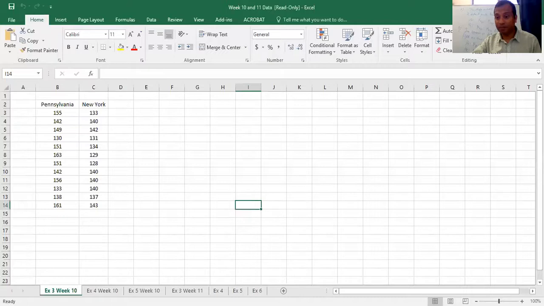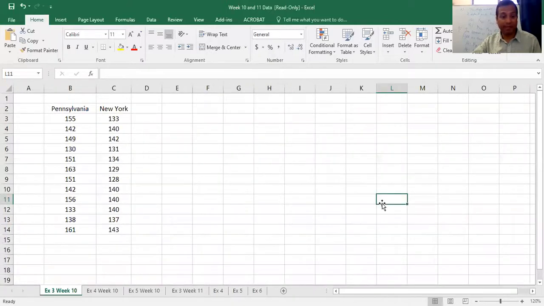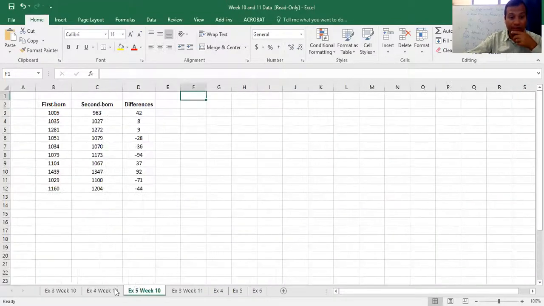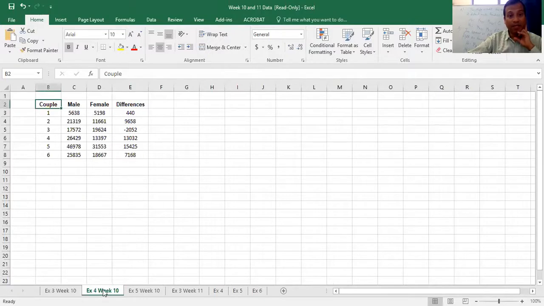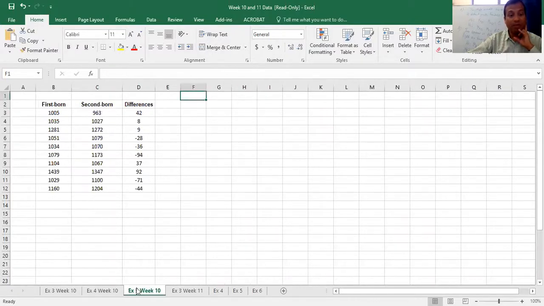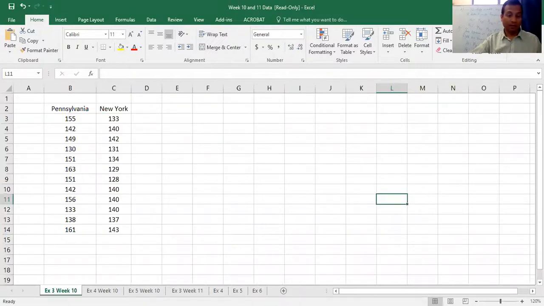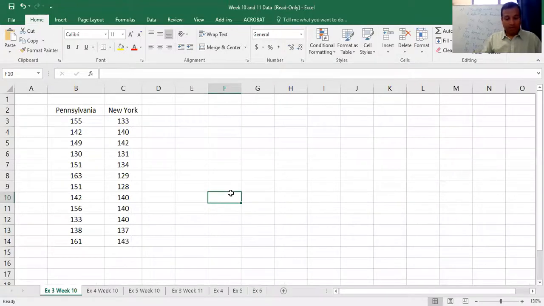So now I have 3 different Excel sheets, one Excel sheet containing exercise 3, exercise 4, exercise 5, 3 different data sets. Exercise 3 is for 2 different samples, one from Pennsylvania and the second one from New York. The second one is for male, female and differences, and the third one is firstborn, secondborn and differences. So 3 different exercises we have, exercise 3, 4 and 5, and we will do it using Excel. Read the question, exercise number 3.